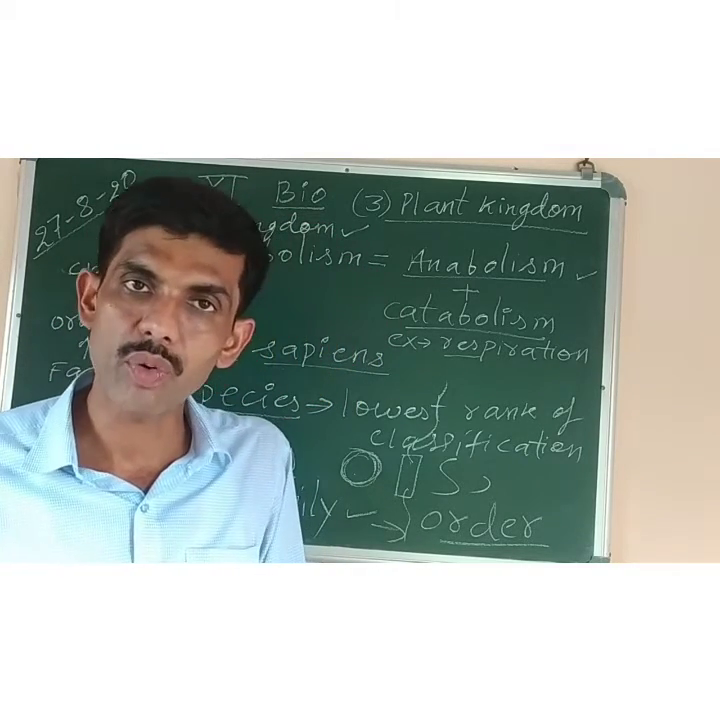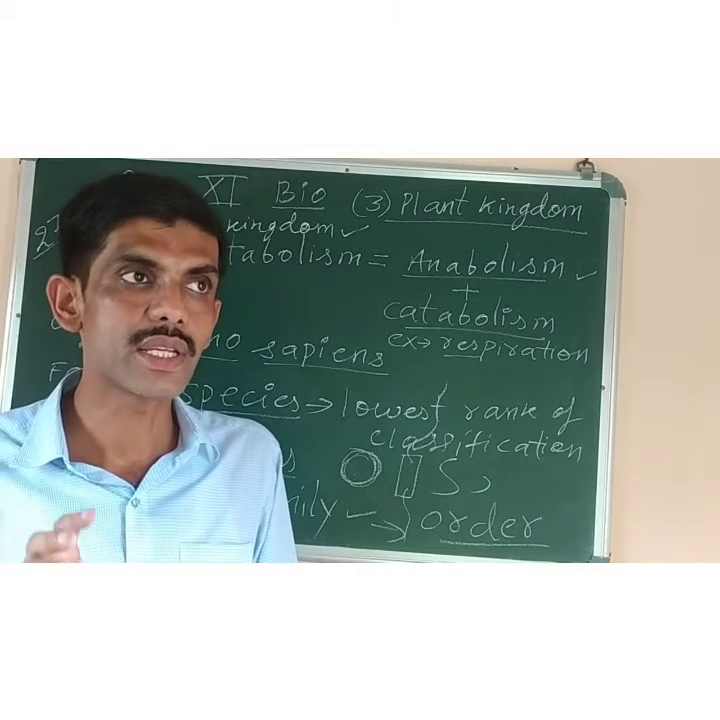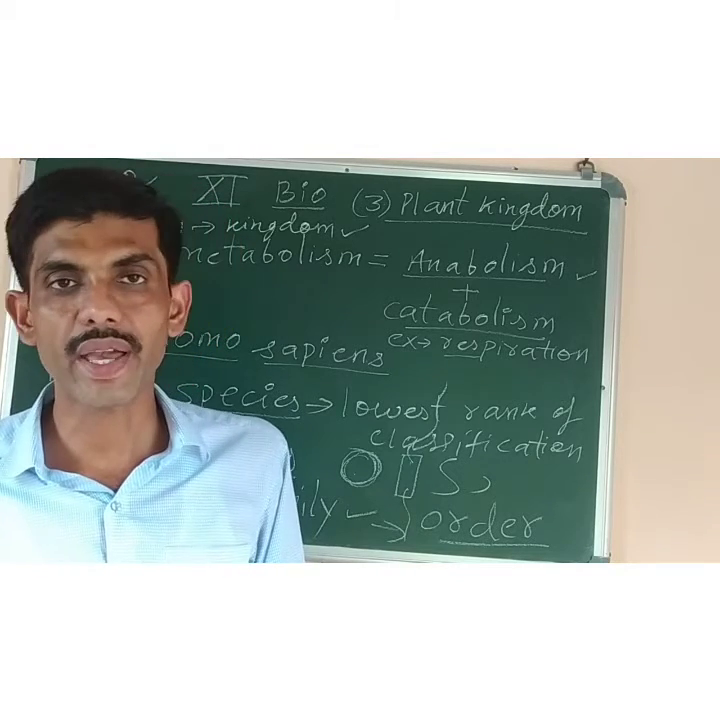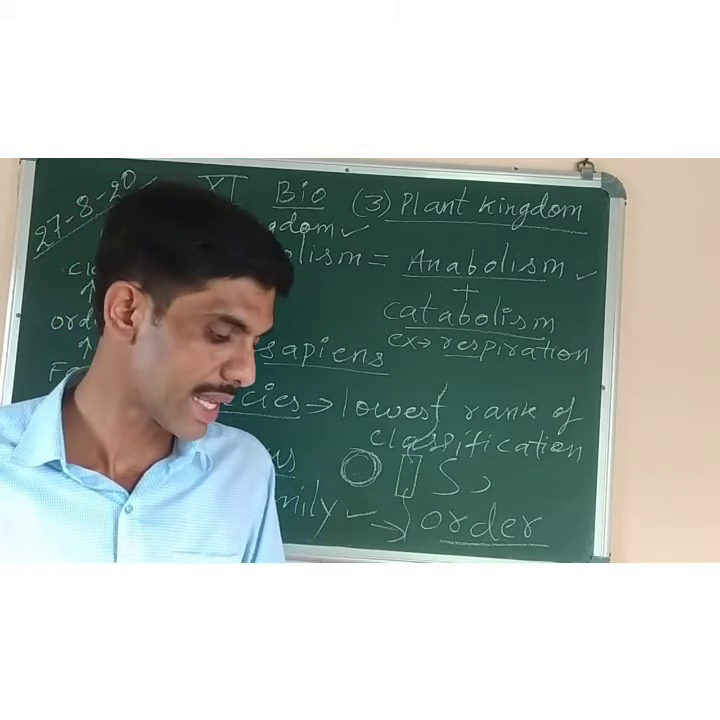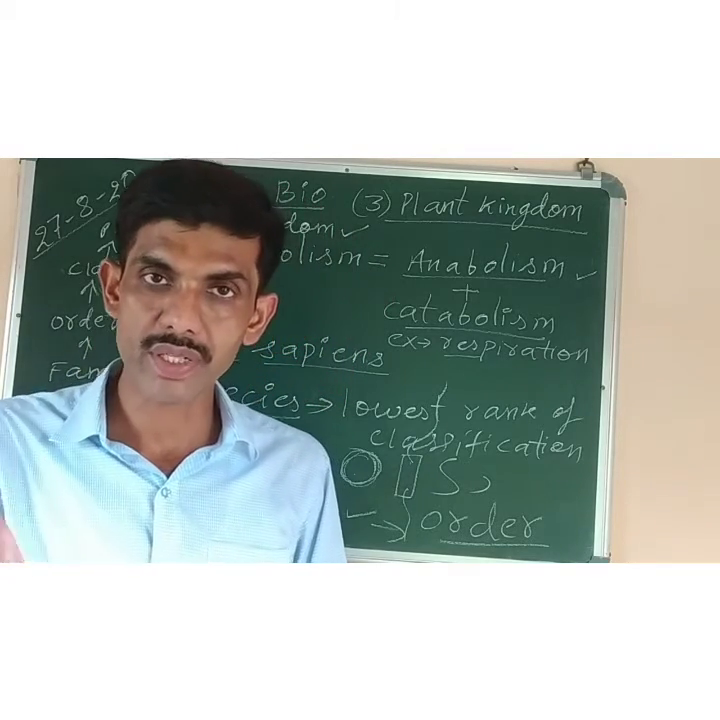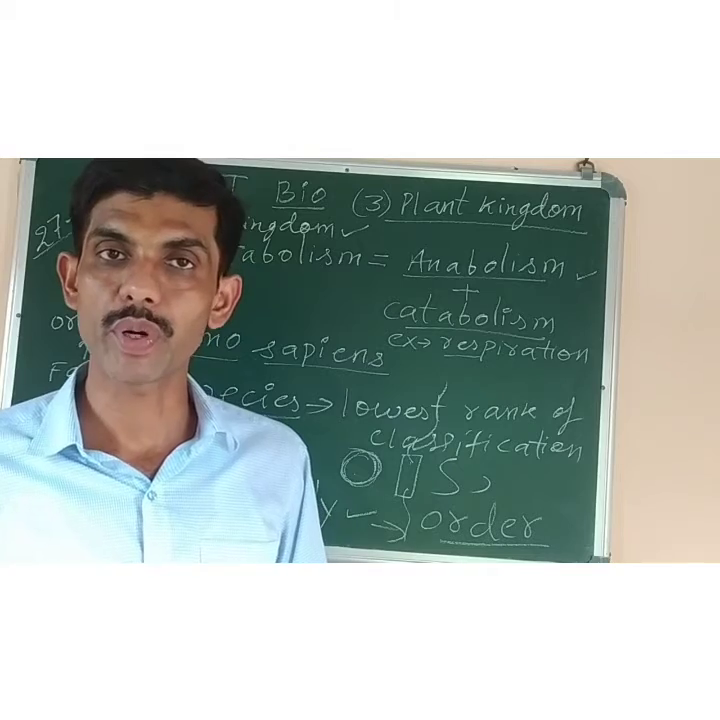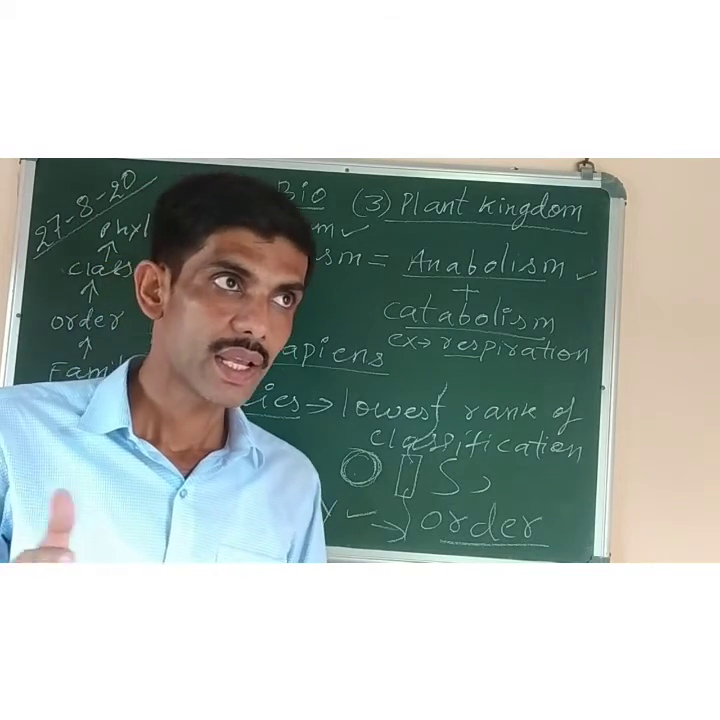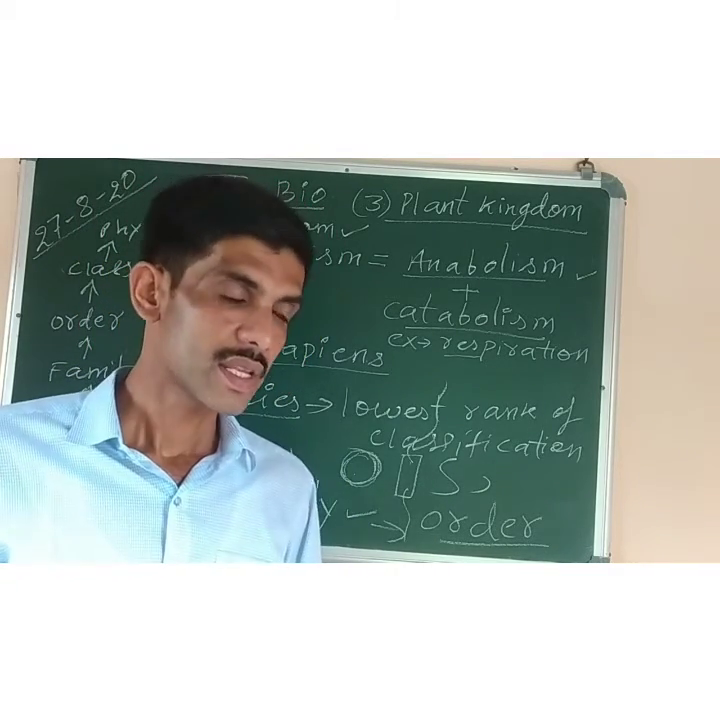Then comes euglenoids. Already I said euglenoids is a group of protists that show the characters of both plants as well as animals. Example Euglena, they have an outermost covering of their body which is made up of protein called pellicle, so that they can be flexible in their shape.